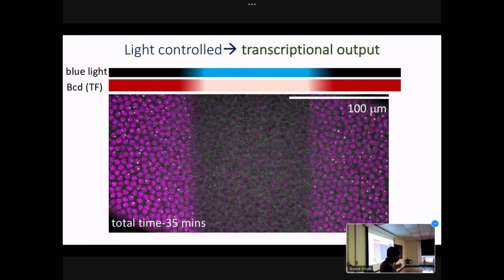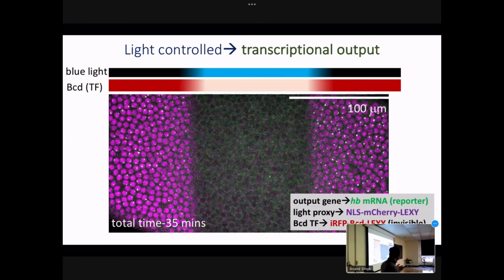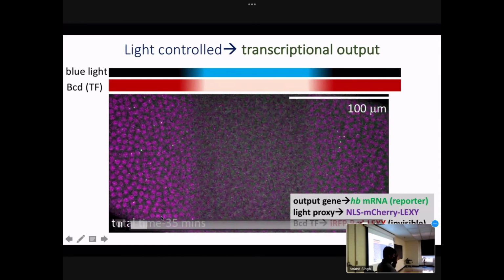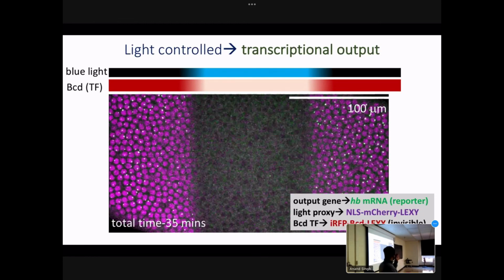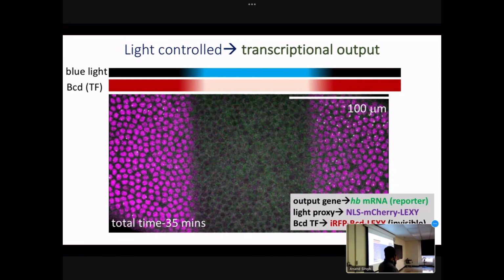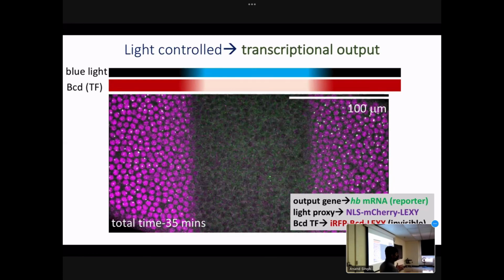And so now we have an idea about our output gene, which is tagged with those green little foci. Those are the mRNA for these target genes. And then we also have an idea about our time, about when exactly we did those perturbations.